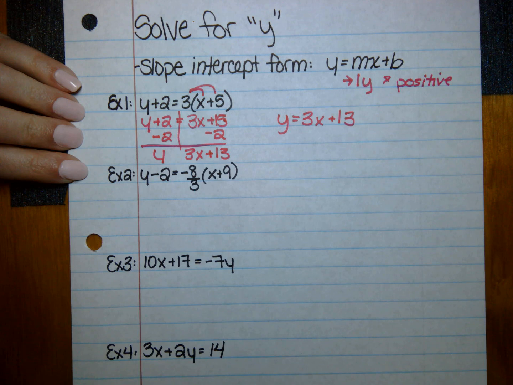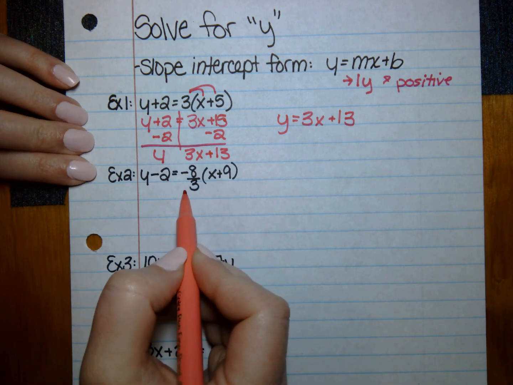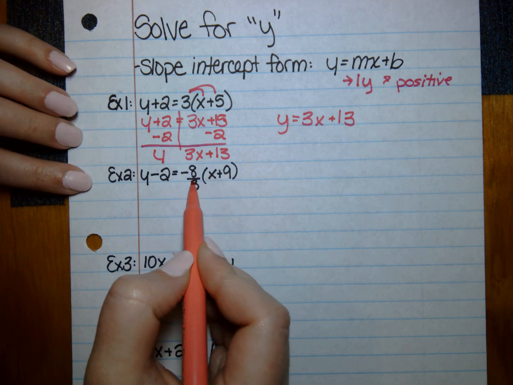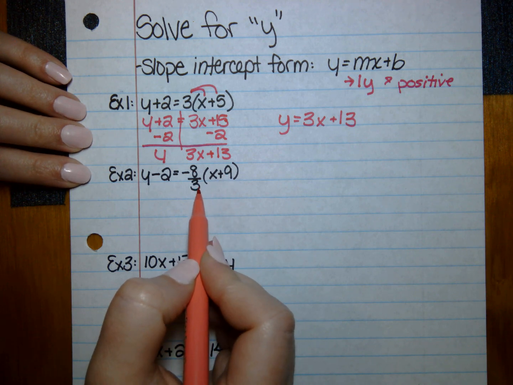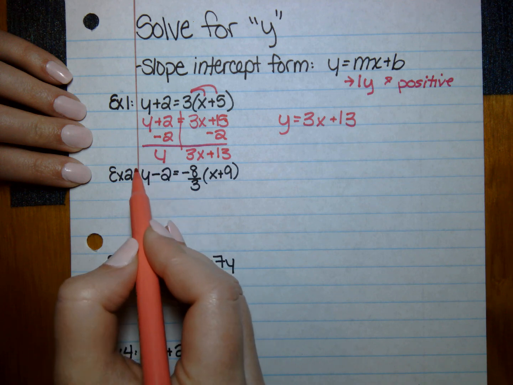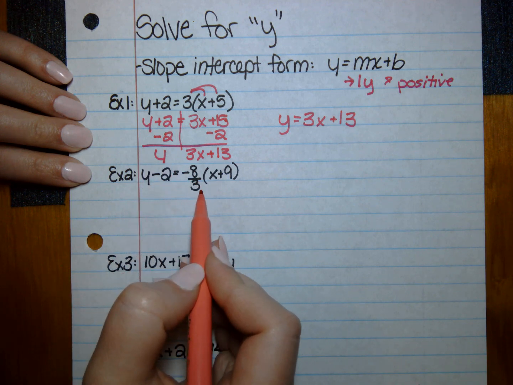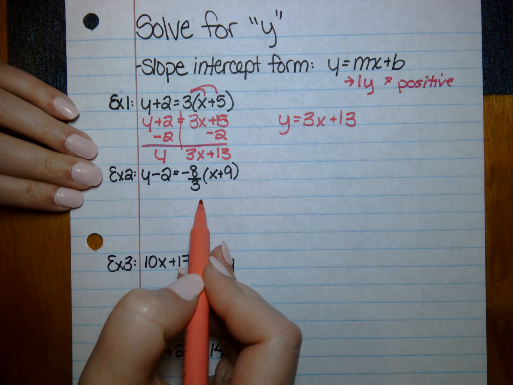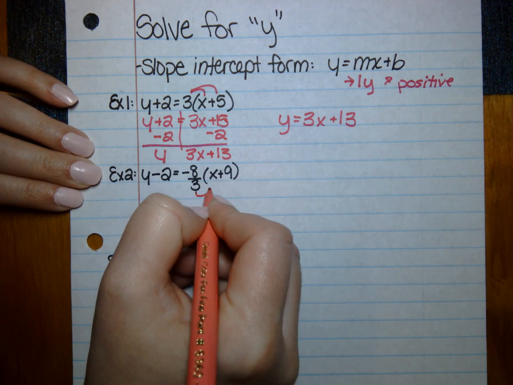If we look at example 2, we have a fraction here. You can do one of two things. You can distribute this fraction first, or you can change it from a fraction by multiplying everything on the left side by 3 and then canceling out this 3, but then know that you'll have to divide everything by 3 in the end as well. So I'm just going to do the distributive property.